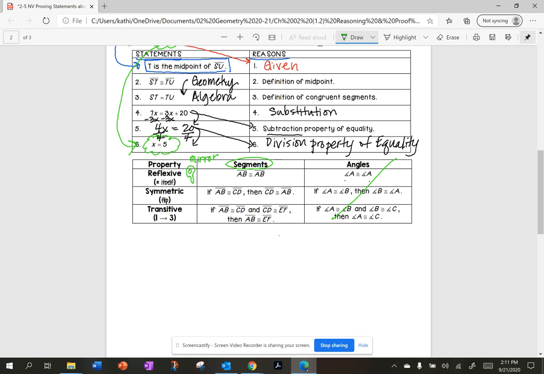Symmetric means I'm in a flip. So whatever I have on the left side of the equation is now on the right side, and what's on the right side is the left side. So I'm just switching left and right sides.